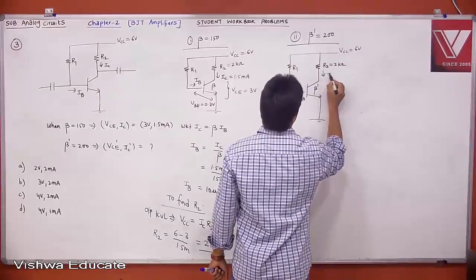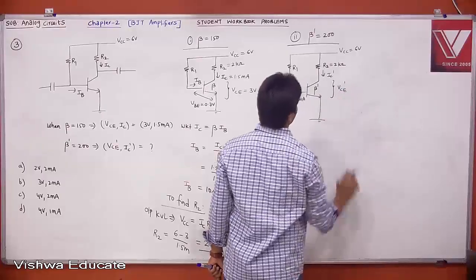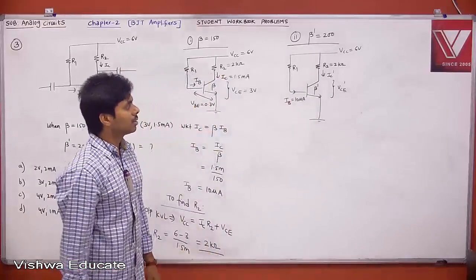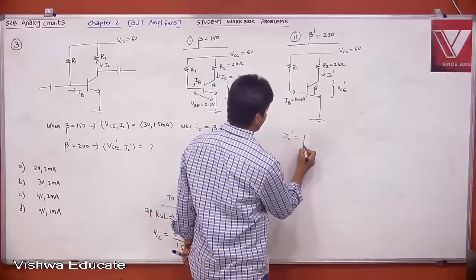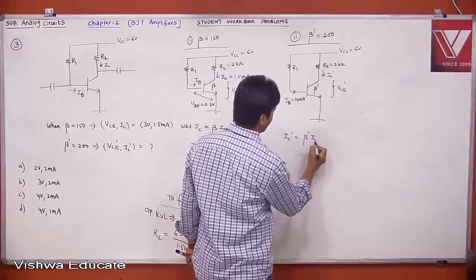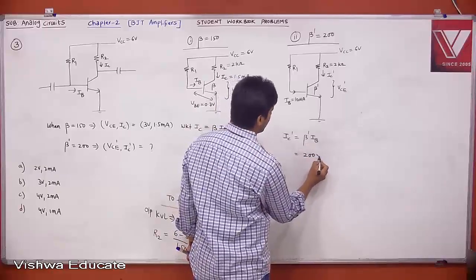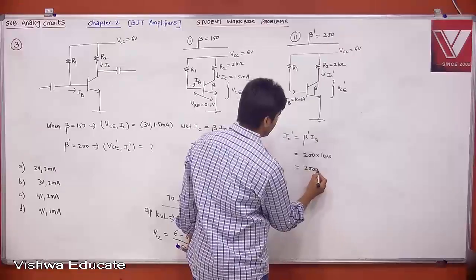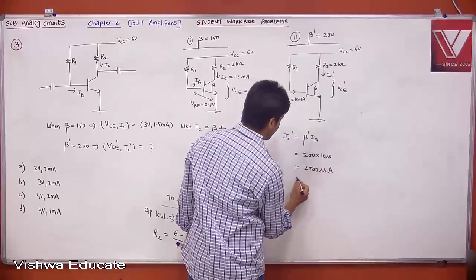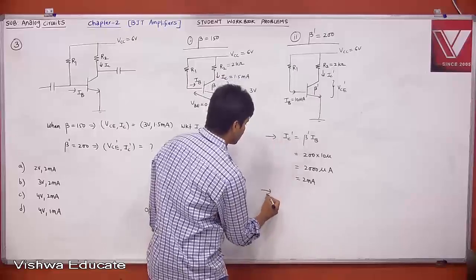Then this is your VCC, which is equal to 6 volt. Now you will get a new collector current IC dash. You will get a new collector to emitter voltage VCE dash. Now tell me, what is your IC dash? IC dash is equal to new beta dash into IB. Your IB is not changing. Beta dash is 200 into 10 micro, which is 2000 microampere, which is basically 2 milliampere. IC dash is done.